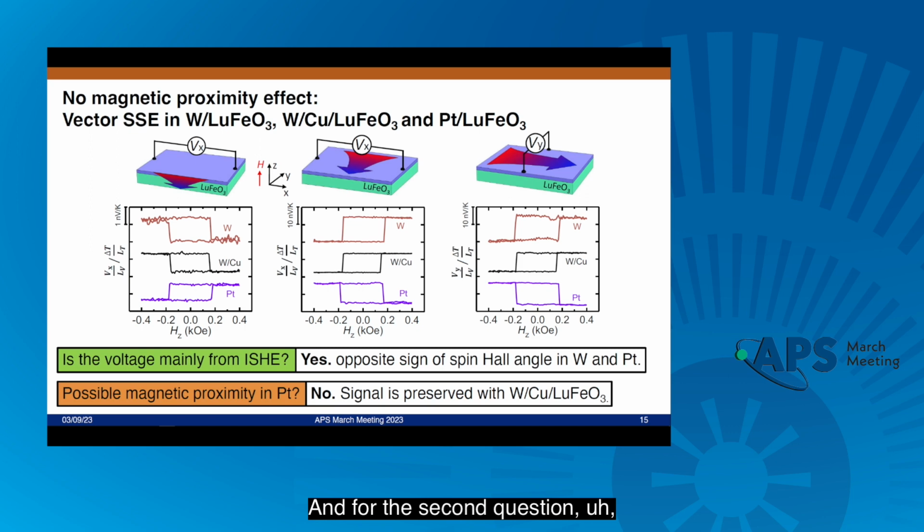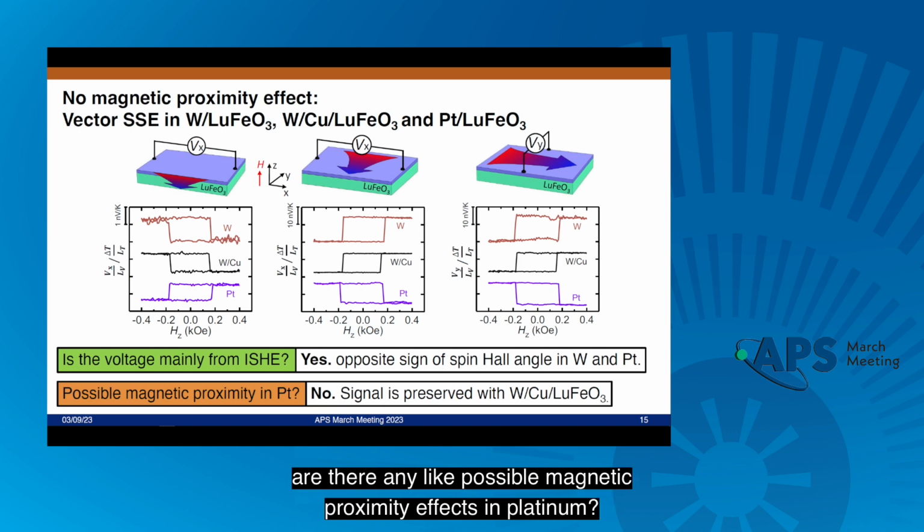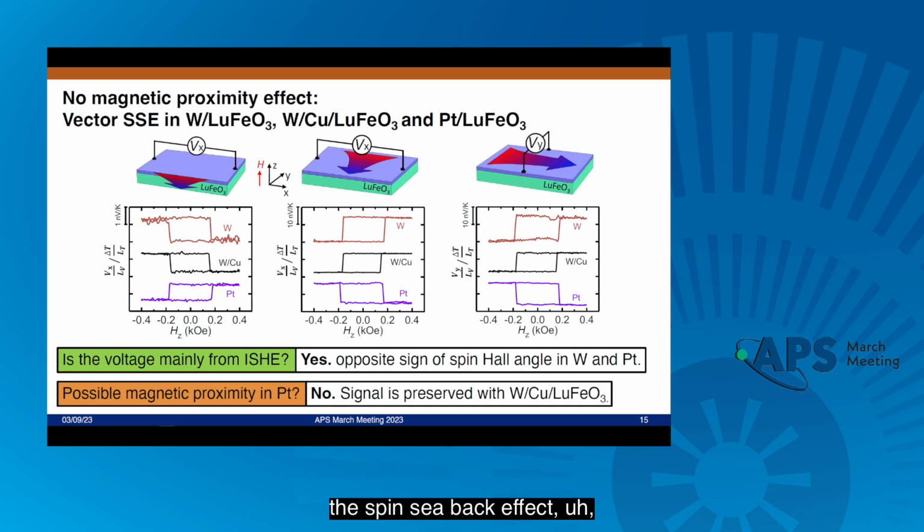And for the second question, are there any possible magnetic proximity effects in platinum? Namely, is the signal mainly from the anomalous Nernst effect? With a non-magnetic copper buffer layer between the tungsten and lutetium ferrite, the signal is still preserved, and that tells us the spin Seebeck effect contributed to the thermal voltage that we observed here.